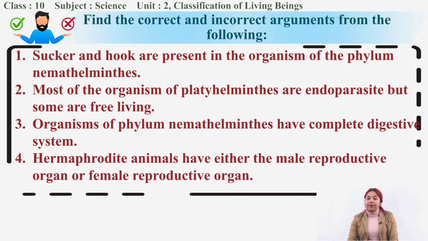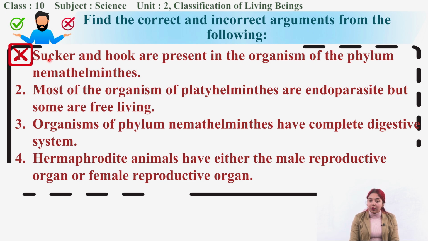Now the first option I have for you guys is, sucker and hook are present in the organism of the phylum Nemathelminthes. Is this correct? No, it's incorrect. Even though Nemathelminthes is also a parasite, the sucker and hook are present in the phylum Aschelminthes. I showed you the diagram of hookworm also. Hookworm belongs to the phylum Aschelminthes. So the suckers and hook are present in the organisms of the phylum Aschelminthes, not Nemathelminthes. So the first argument is incorrect.